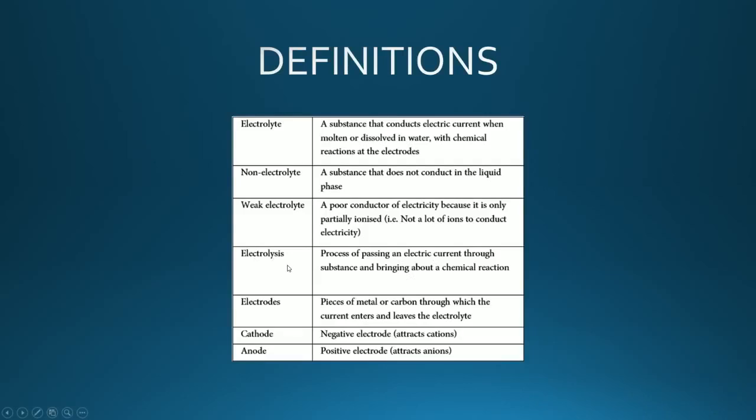In electrolysis, you have certain things that you use. For example, an electrolyte is the liquid substance that conducts electrical current when molten or dissolved in water, with chemical reactions happening at the electrodes. The electrodes are pieces of metal or carbon through which the current enters and leaves the electrolyte. And you've got two types: the cathode, which is a negative electrode attracting cations, and therefore it's named cathode, and an anode, which is the positive electrode, which attracts anions.